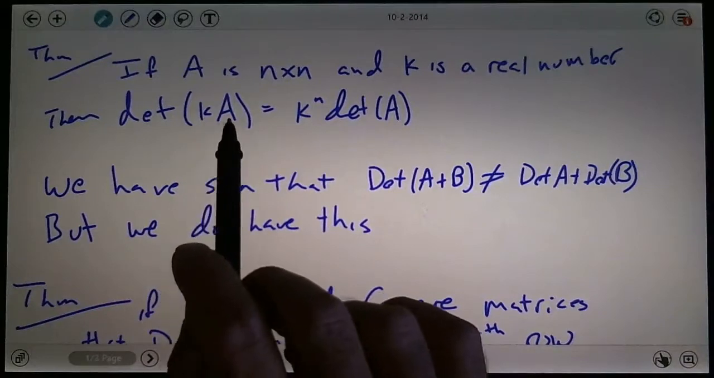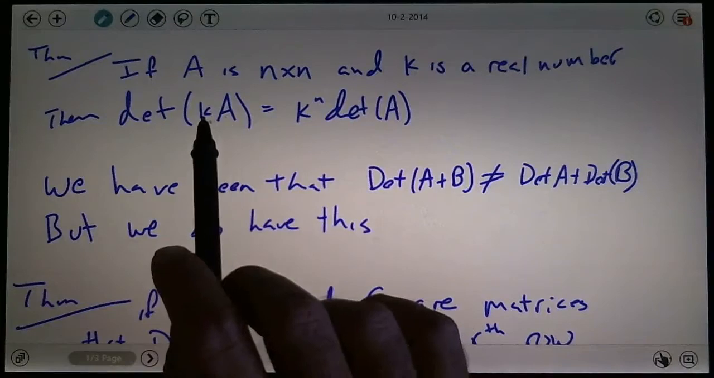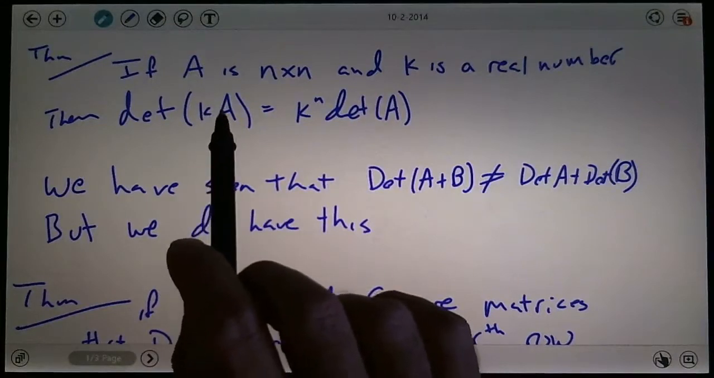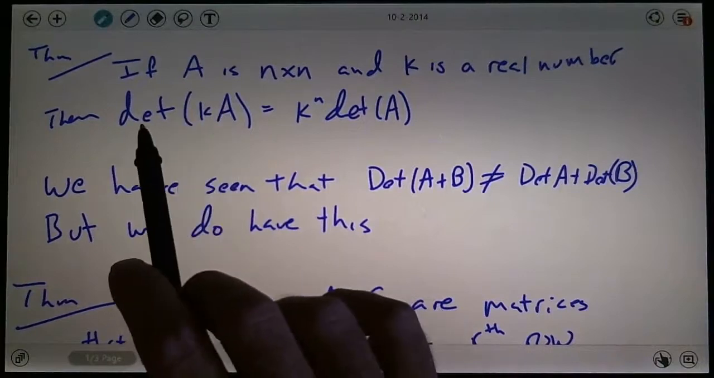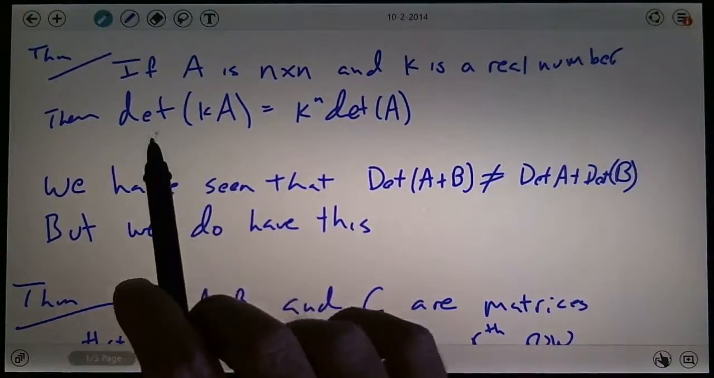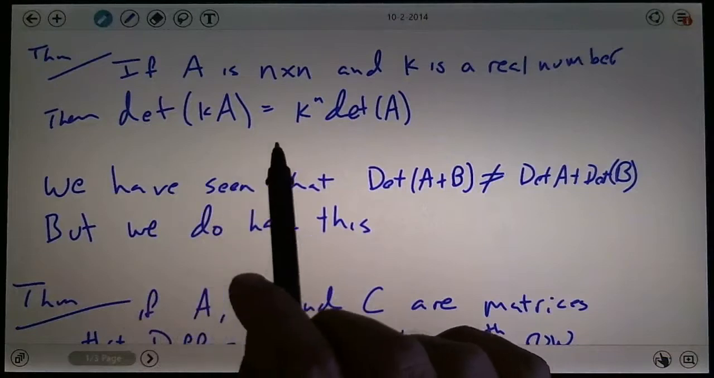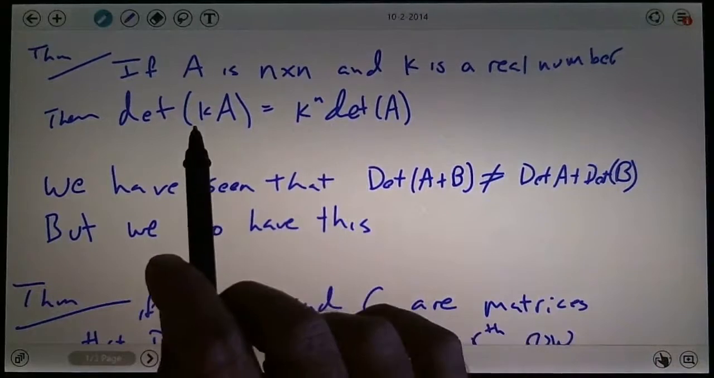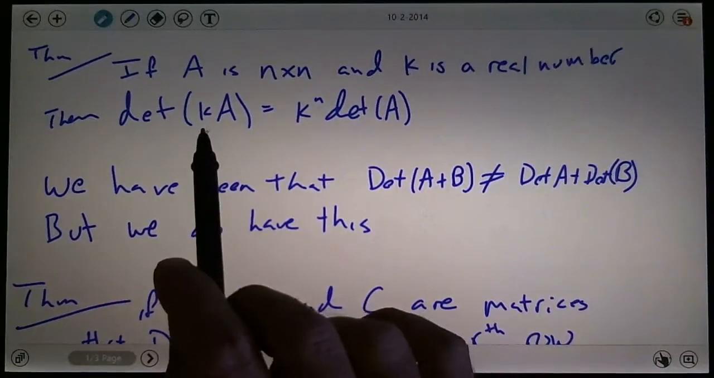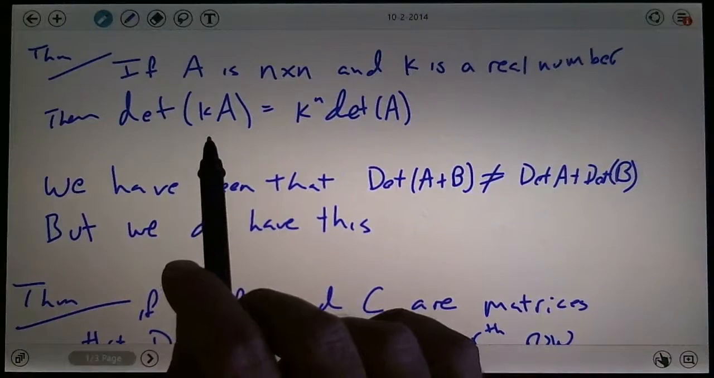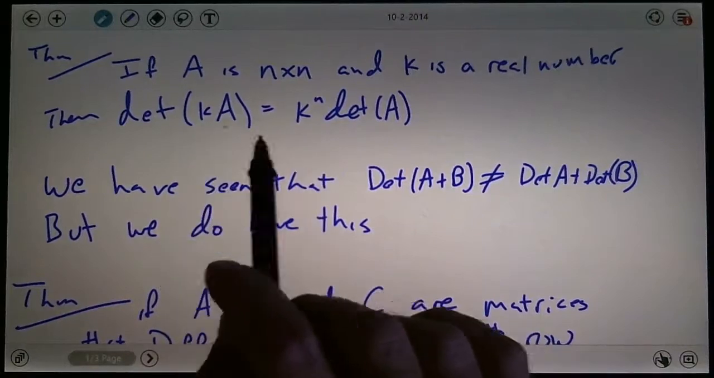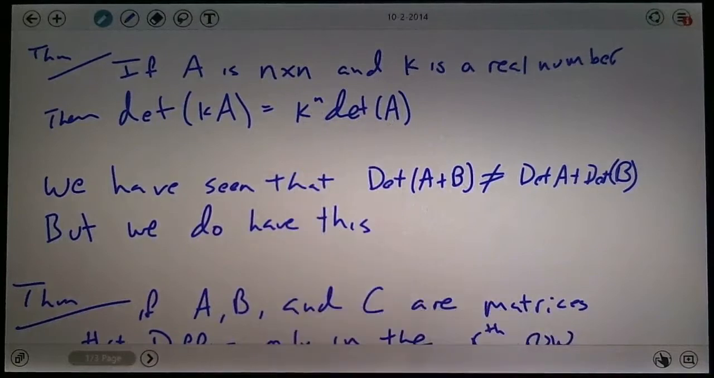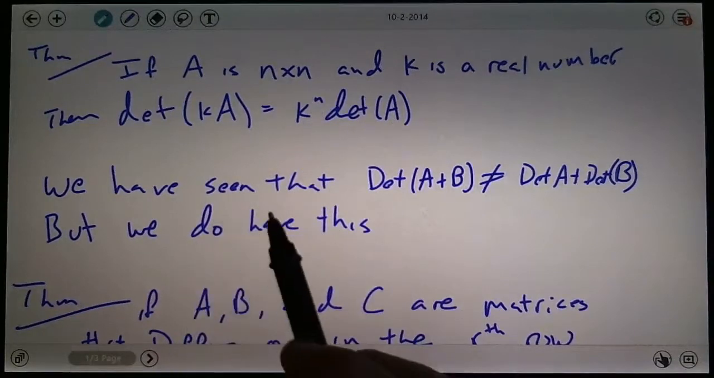If I take a square matrix A and multiply it by a constant k, a real number k, that's going to multiply every entry in A by k. Take the determinant of that, what do we get? Well, we already know that if you multiply one row by k, you multiply the determinant by k. Well, this is going to multiply every row by k. So you're multiplying by k n times, and hence the determinant of k times A is k to the n times the determinant of A. There's that extra k in every single row.